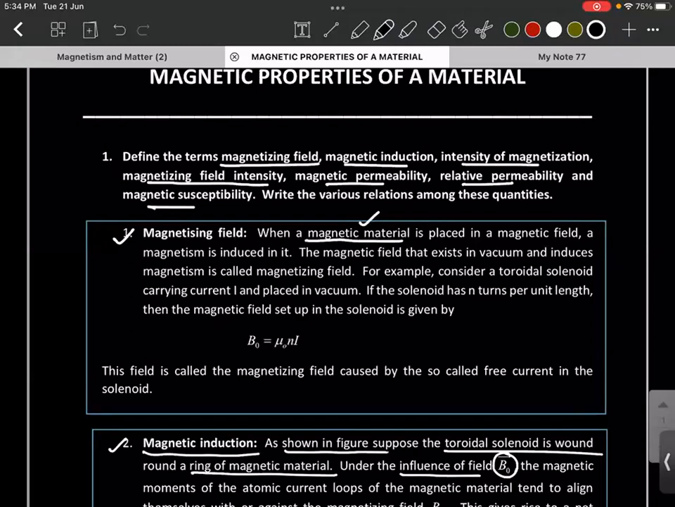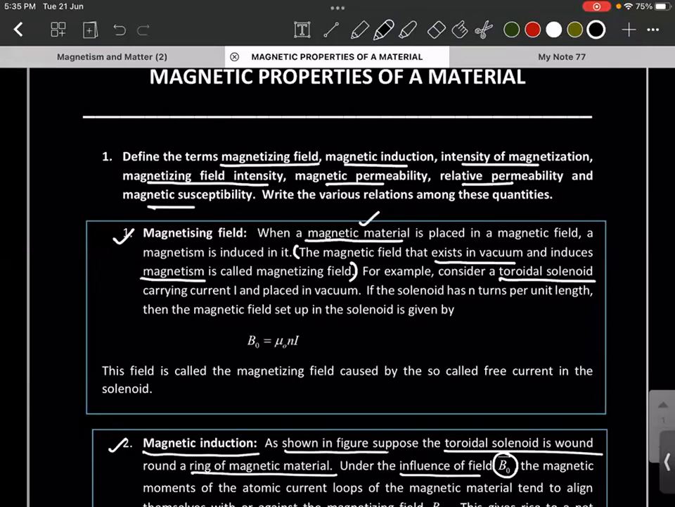So there are two ways in which all the terms will generally be defined. One is in terms of general English, and the second is in terms of some mathematical parameters. The magnetic field that exists in vacuum and induces magnetism, meaning if there is a magnetic field which can create magnetism in another material, that is called the magnetizing field.